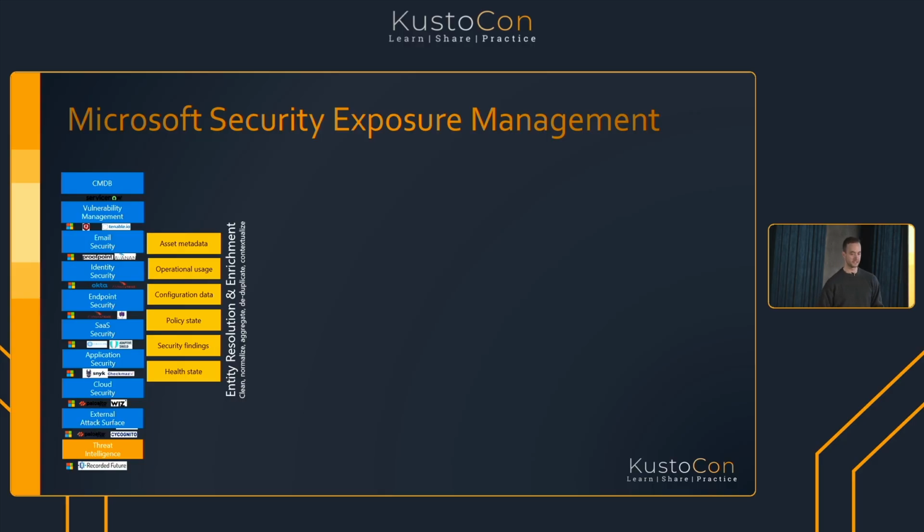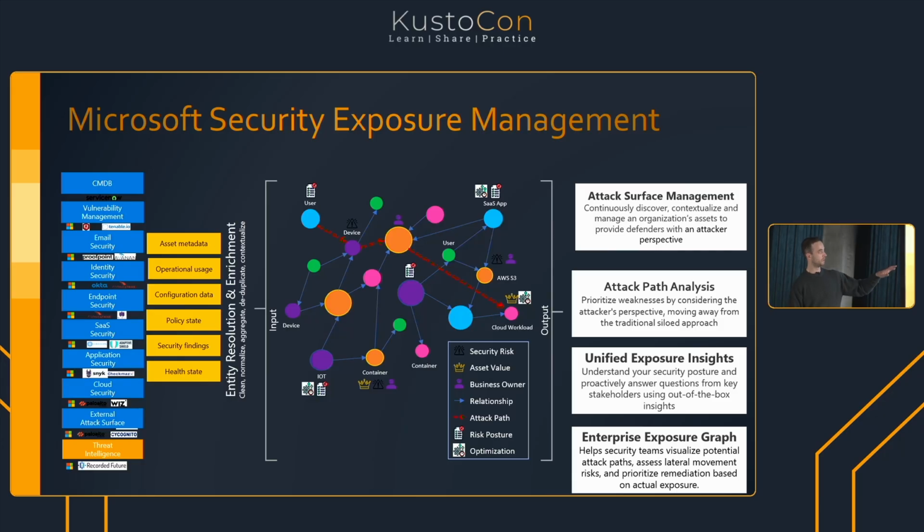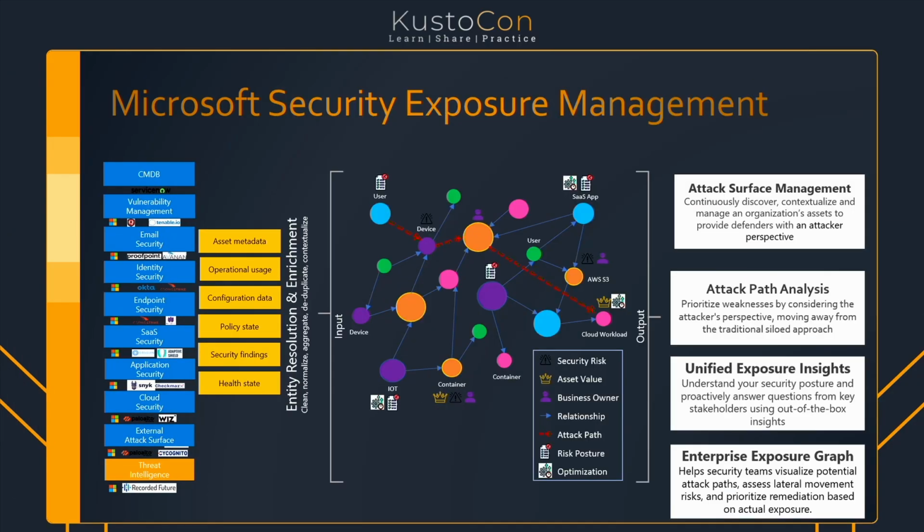So we know what scanners and sensors are supported at the moment. What will Microsoft do with all those scanners? With all those assets, they will enrich those assets. That can be with asset metadata, operational usage, configuration data, policy state, security findings, health state. And what they then will do is bring all those assets together and start finding relationships or interconnections between all those different assets. This will be, of course, a continuous process of contextualizing. And the output will be an attack path analysis and unified exposure insights. But that's not what I'm going to talk about today. What I'm going to talk about today is the Enterprise Exposure Graph and how you can use that.